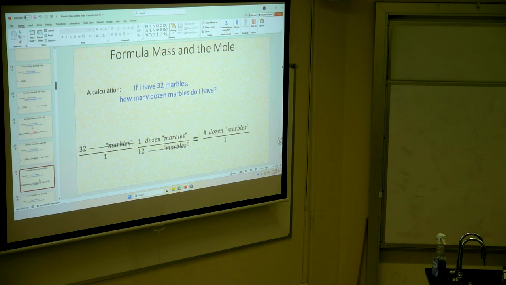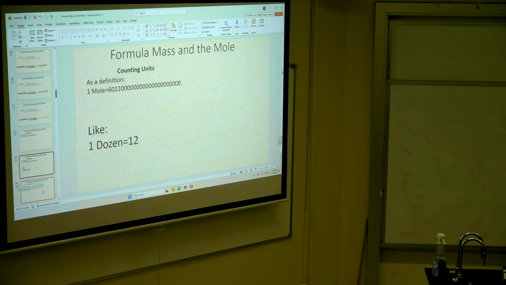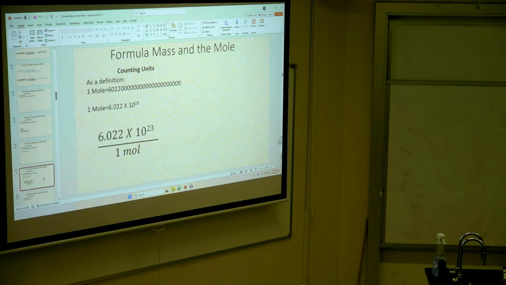I'm actually going to have to fix those powers all the way through here. So that. Remember, the power of 10 goes with the numerical value. So you have the numerical value, the actual value of a mole, over 1 mole, the definition of a mole.